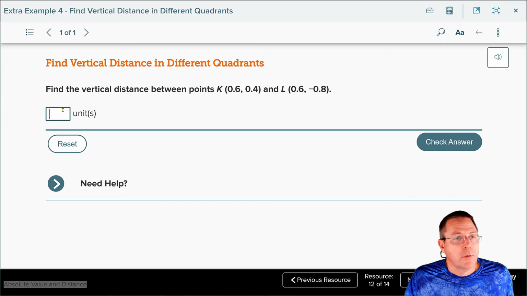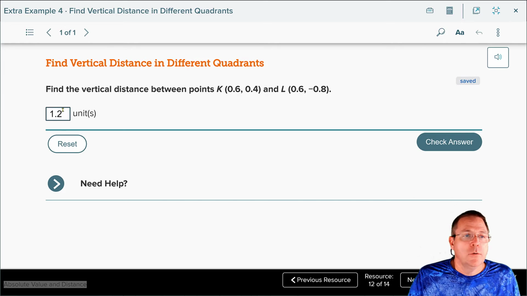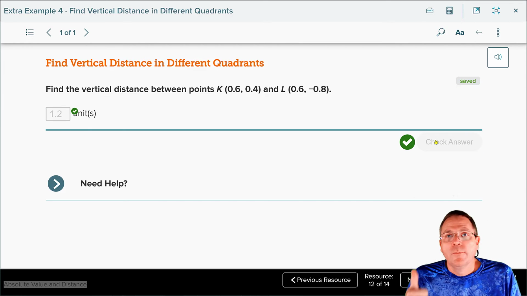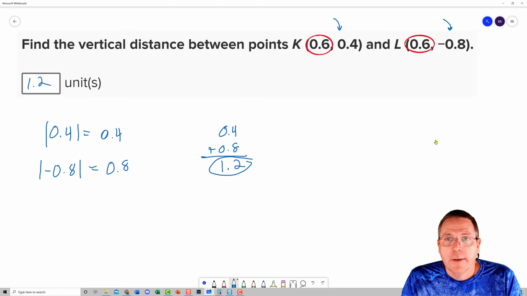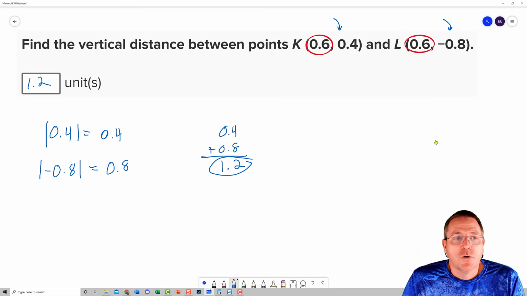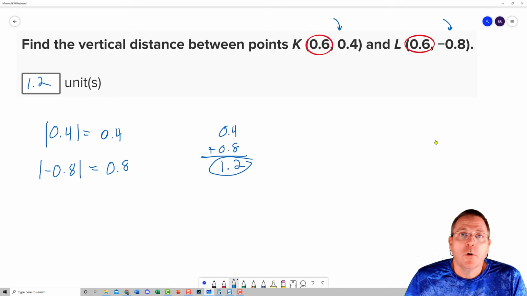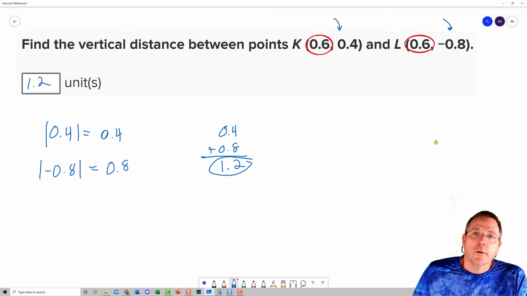We'll go back to our problem. 1.2 units. Check our answer. Everything checks. Don't make mistakes though. This is showing your work. I've showed you where I found the absolute value of each number, and then I added the numbers up because they were in different quadrants, so we use addition. Make sure you are giving me good quality supporting work on your homework.